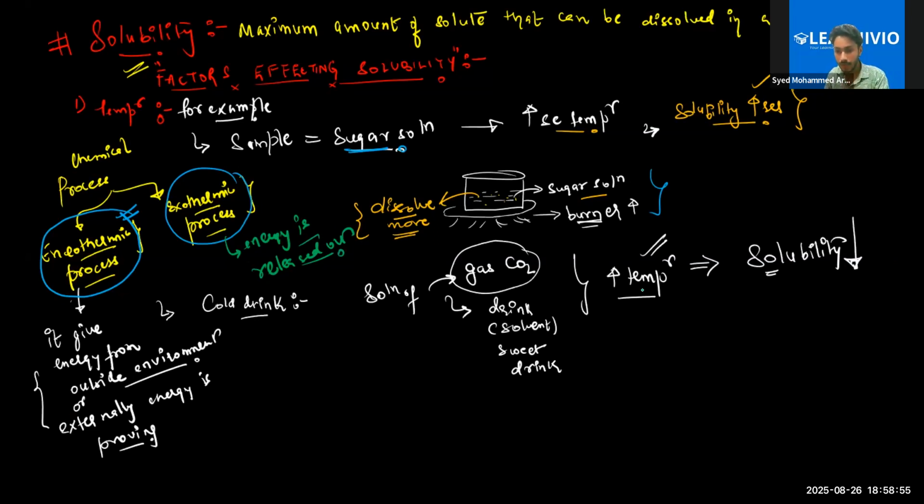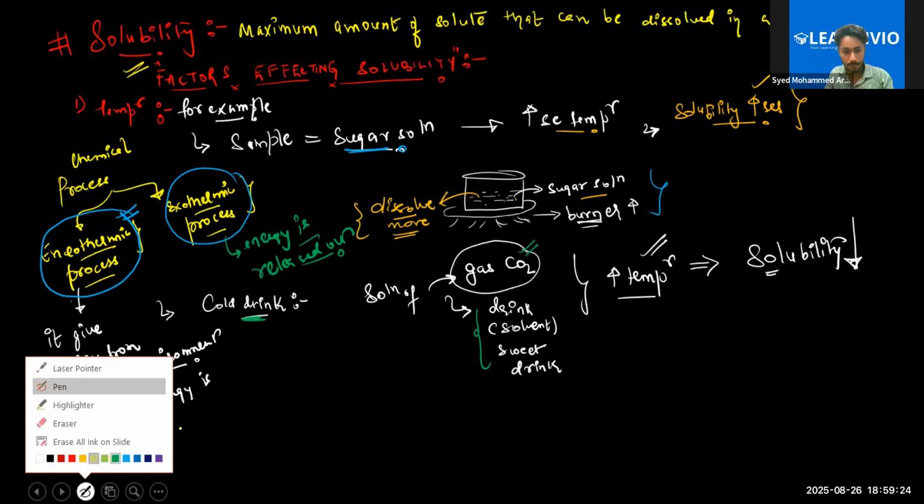So if I take a cold drink, in that solution I have CO2 gas and the sweet drink which is in that bottle. If I increase the temperature, the gas will escape out. That means my reaction will go to the backward side.